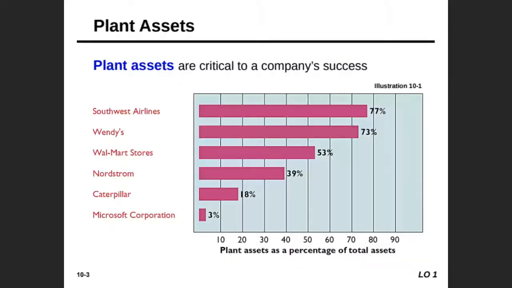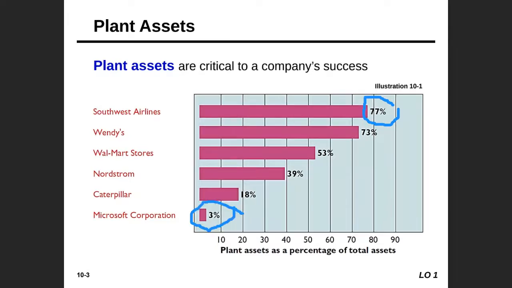Plant assets are very important for the success of a company. Here are some examples. You can see that an airline needs to have a large amount of property, plant, and equipment as a share of total assets. Just like SABIC, we have just seen it was 41%. This is the example in the US market. In terms of Microsoft, 3%.